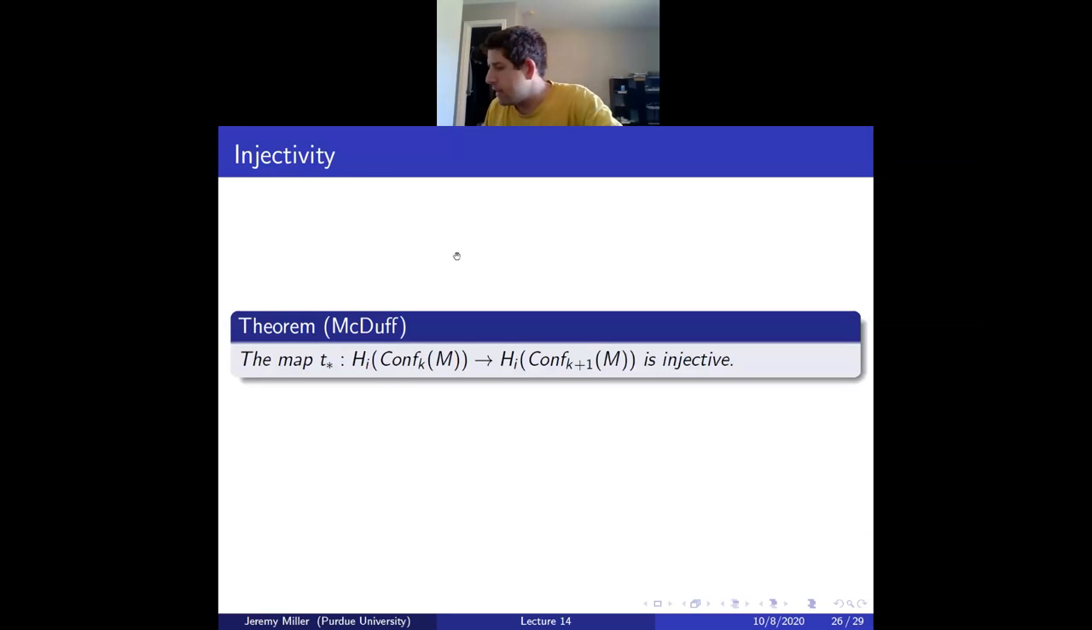Okay. And then the last thing I owe you is injectivity in the top degree. It turns out that the stabilization map is injective in all degrees. That's a theorem of Dusa McDuff. So it's injective in all degrees, so stability in this context is just that it's surjective in a range.